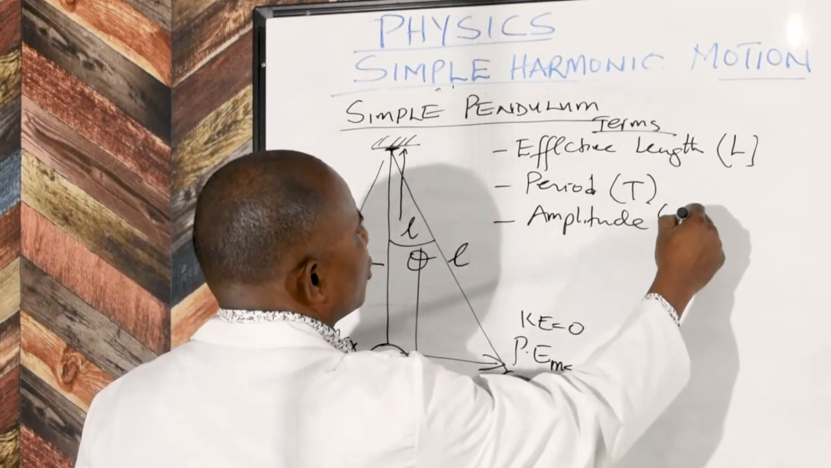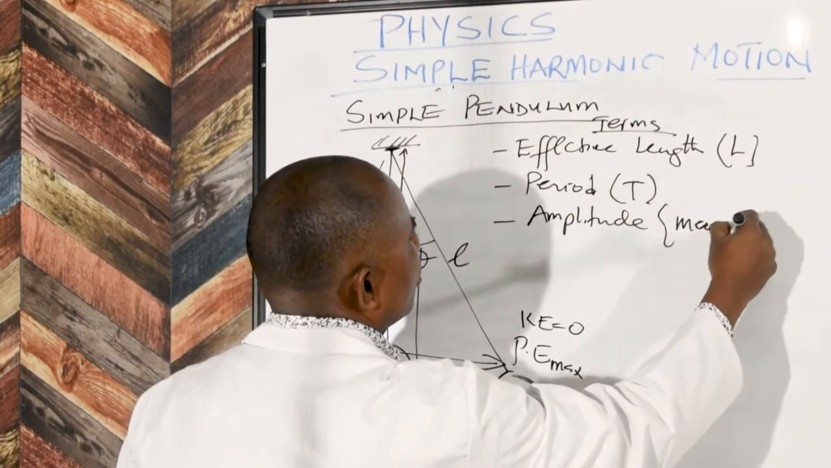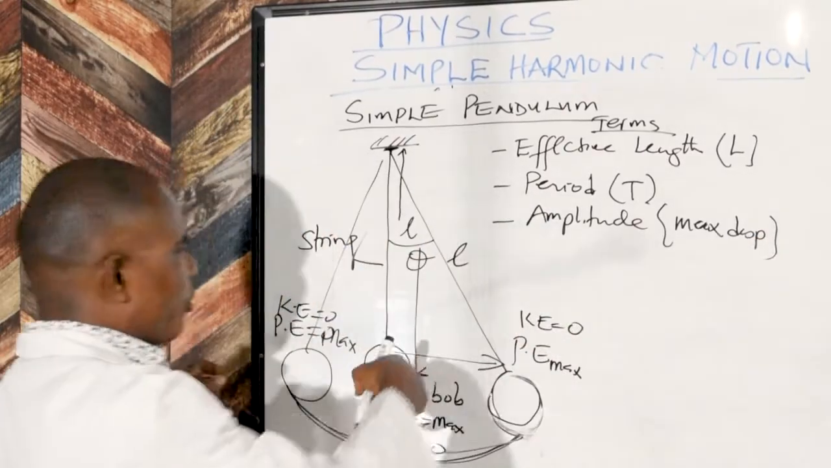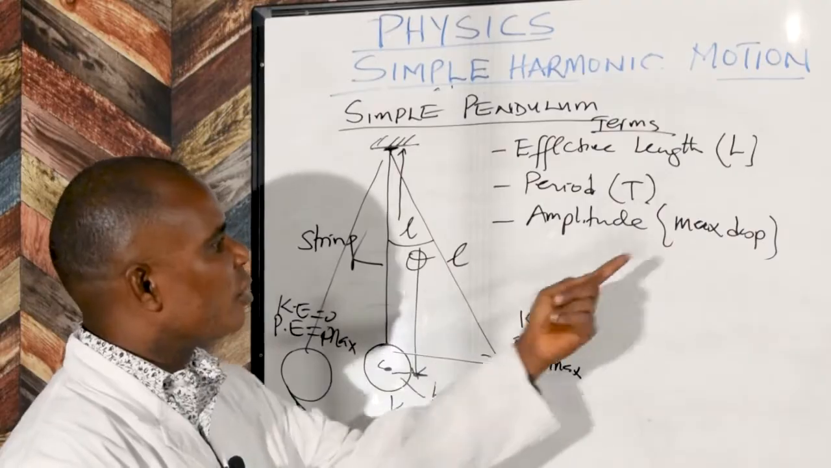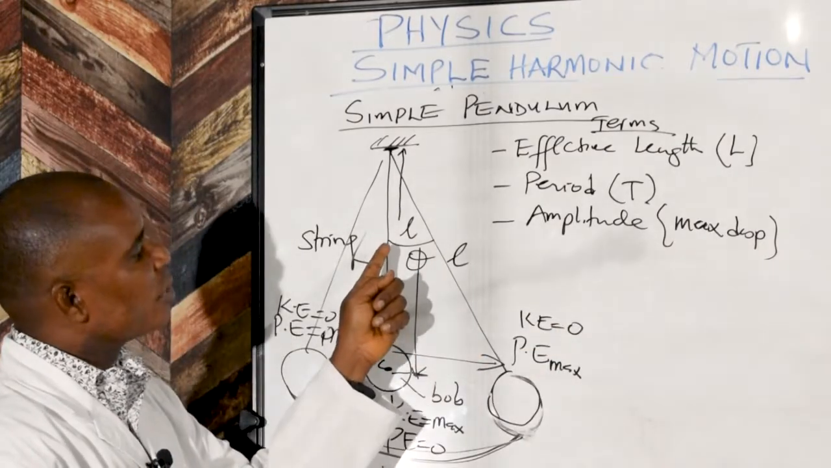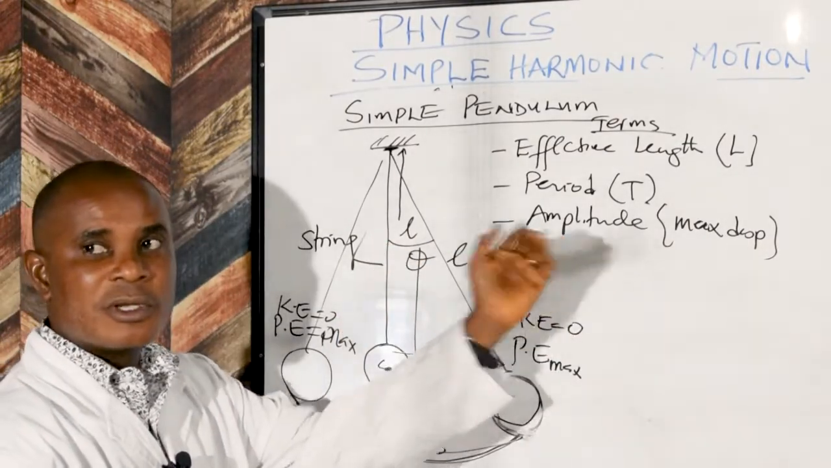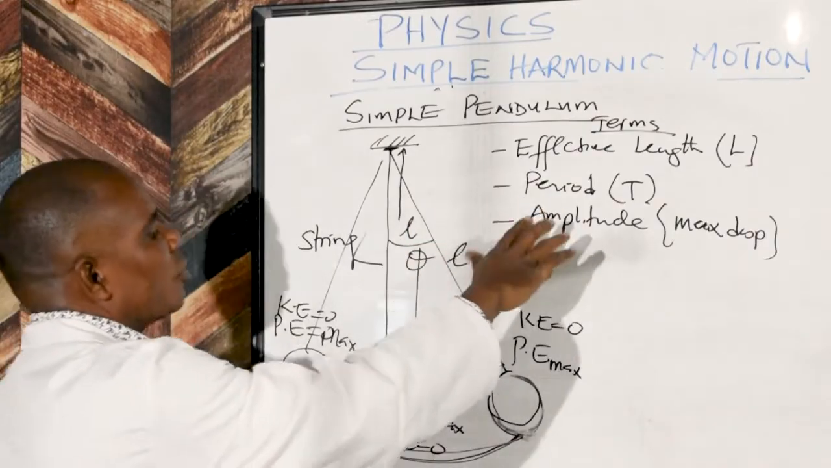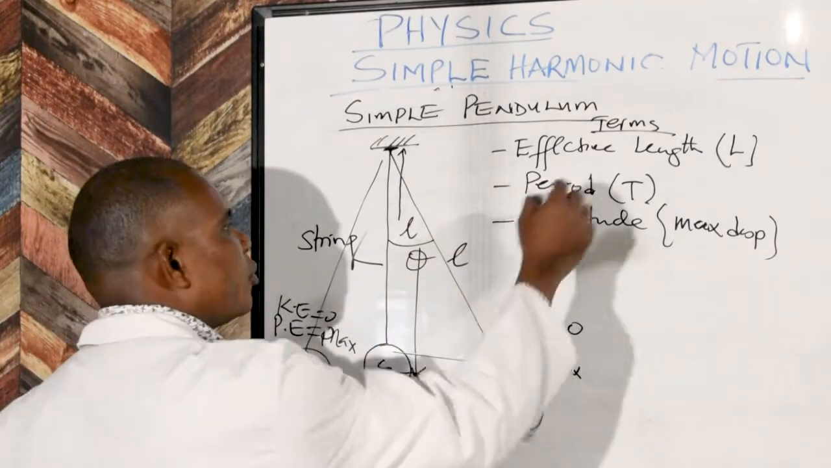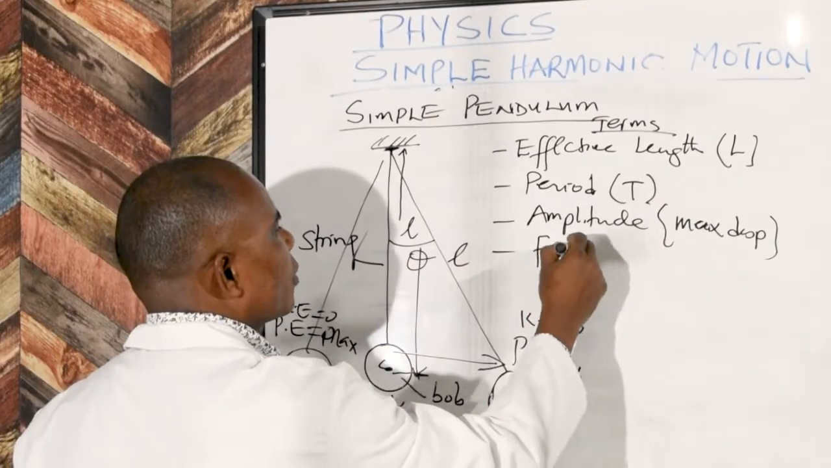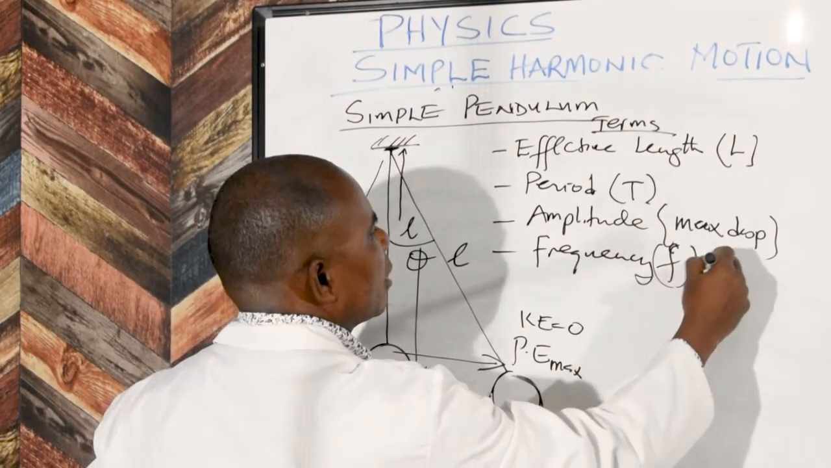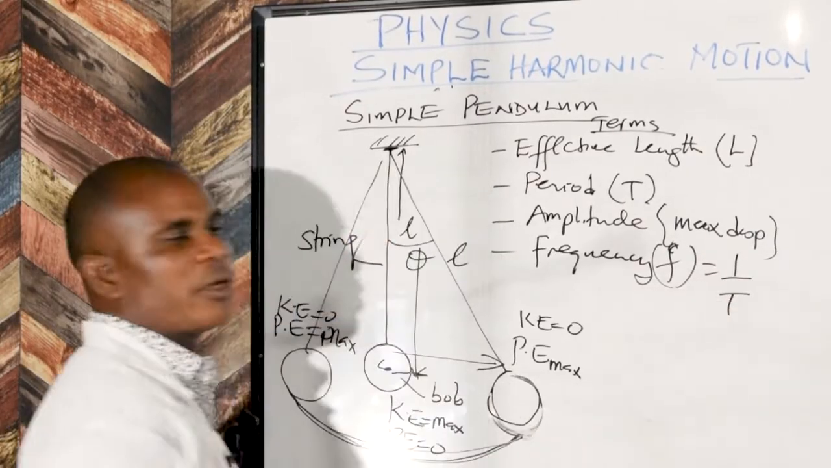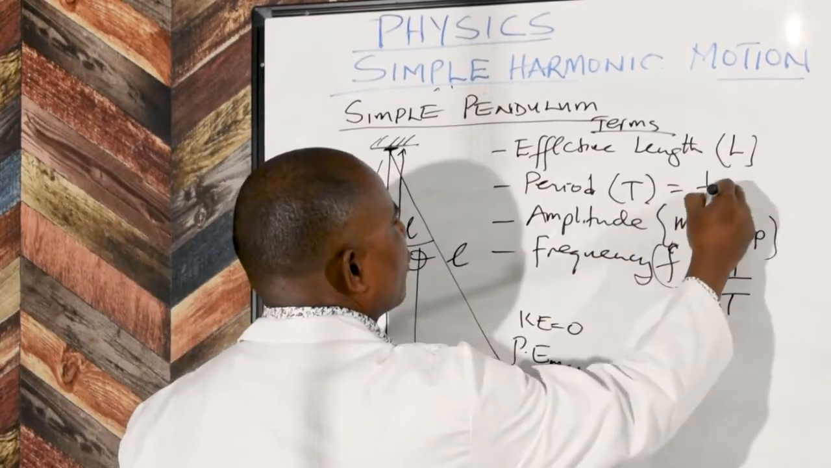We know that amplitude is the maximum displacement from the equilibrium position. That maximum displacement from its equilibrium position is what is called the amplitude. And in this case, because the displacement is angular, we call it the angular amplitude. Then there is the frequency, and that frequency is the reciprocal of the period, just like the period is the reciprocal of the frequency.